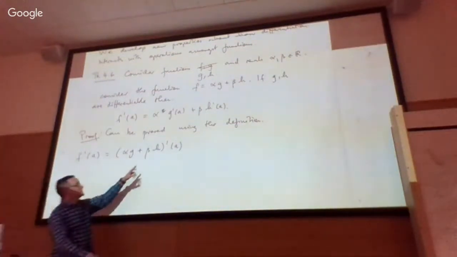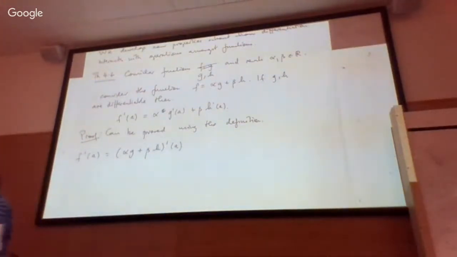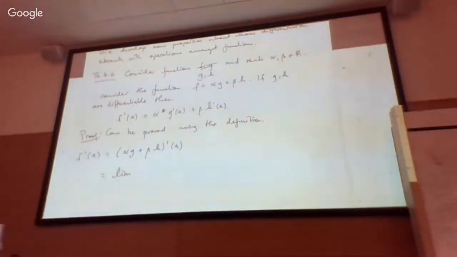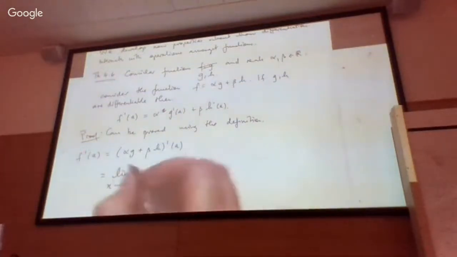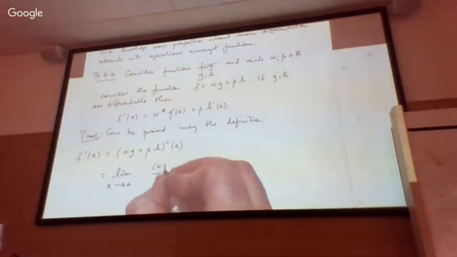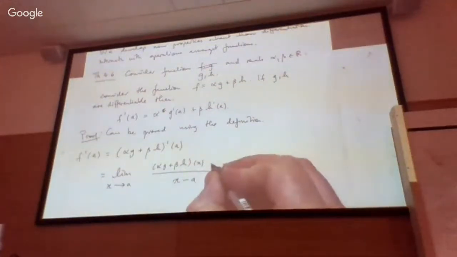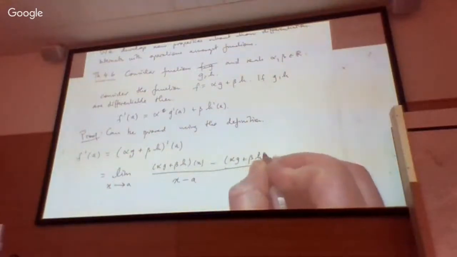What does it mean to take a derivative of a certain function evaluated at a? Well, what it means is, we just go back to the definition, set it up. It means we're taking a limit as x approaches a, and we have the function, whatever it is, divided by x minus a. So the function here is the linear combination, alpha g plus beta h evaluated at x. And we subtract the function, alpha g plus beta h evaluated at a.